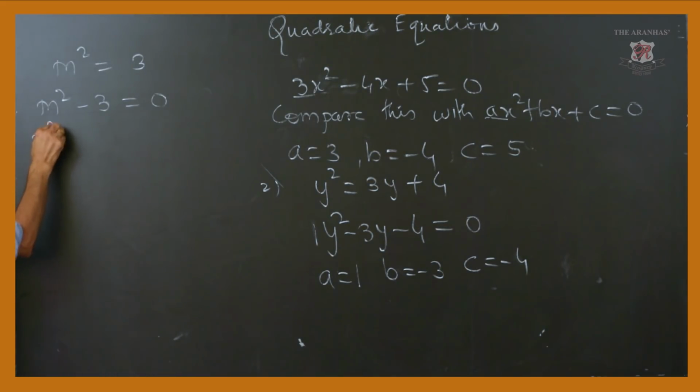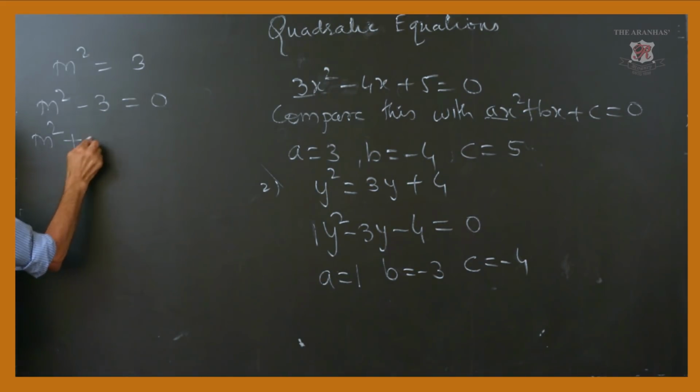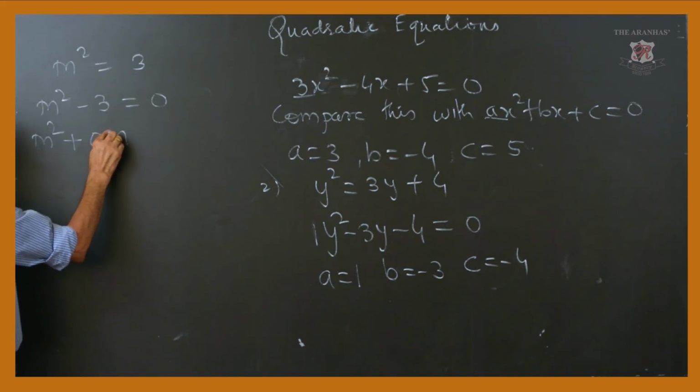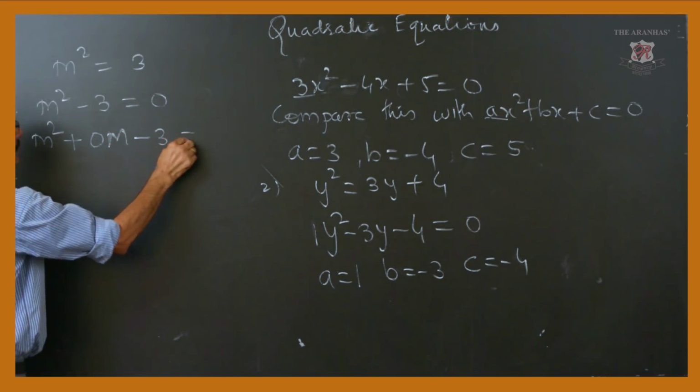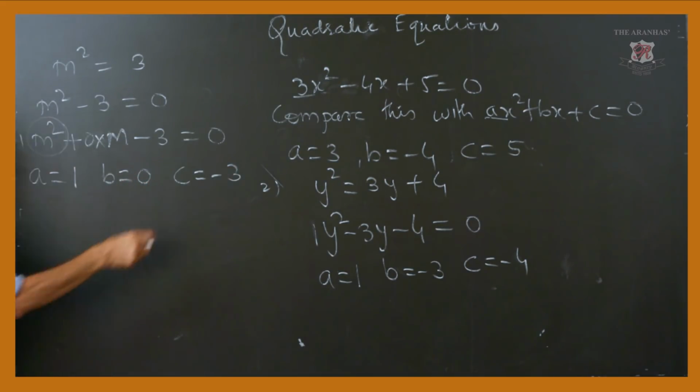This you can write as M square. Now, there is no M term, so write here plus 0 M minus 3 is equal to 0. And now, you compare the coefficients with the general form, you get here a is equal to 1, the coefficient of M square is 1; if nothing is there, it means 1 is there. B will be 0 because it is 0 into M, and C will be minus 3.